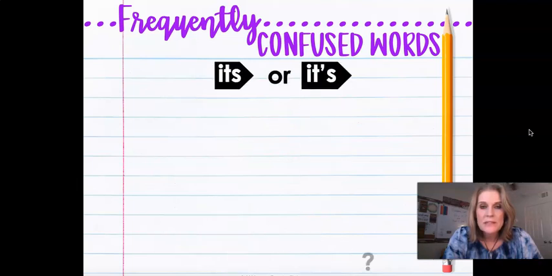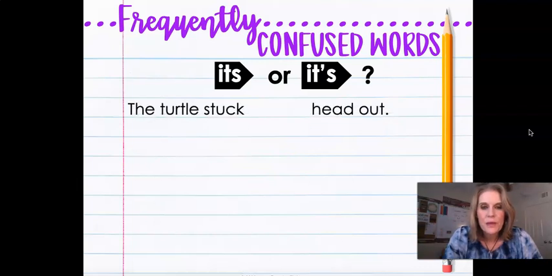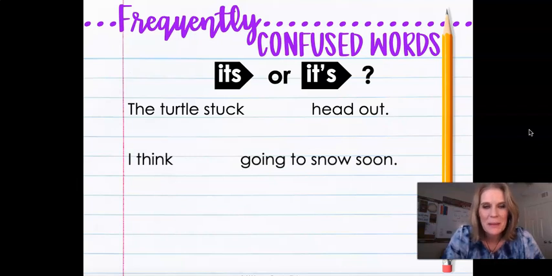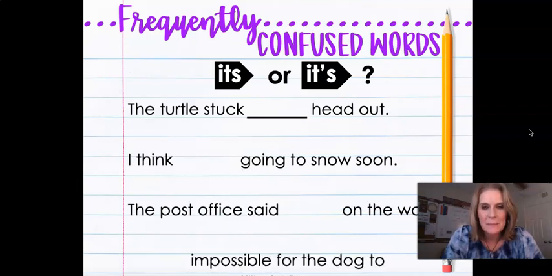Here we go. It's or its. The turtle stuck its head out. Well, let's try the it is. The turtle stuck it is head out. Doesn't sound good. It's, right? The turtle stuck its head out. Shows ownership. It's his head. It belongs to him. So it is the ITS. No apostrophe.